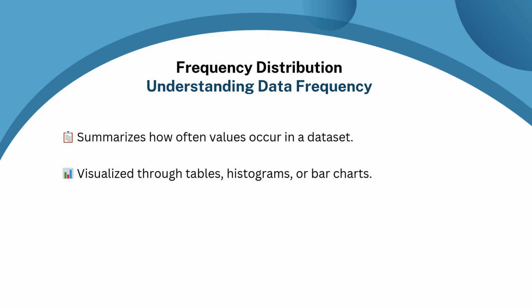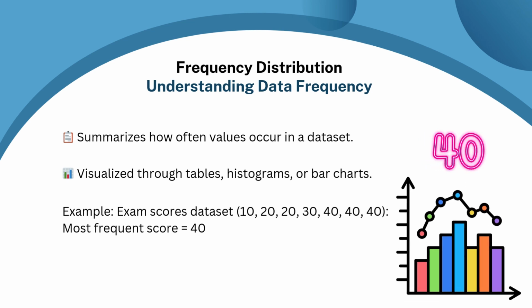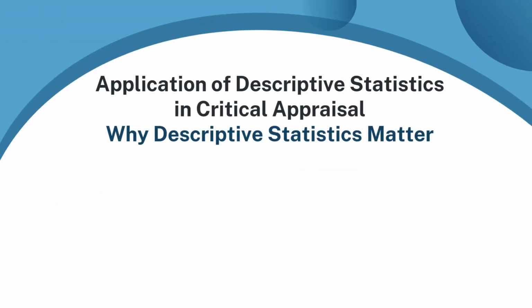For example, imagine a data set of exam scores: 10, 20, 20, 30, 40, 40, 40. A histogram would clearly show that 40 is the most common score. So how does this apply to critical appraisal?